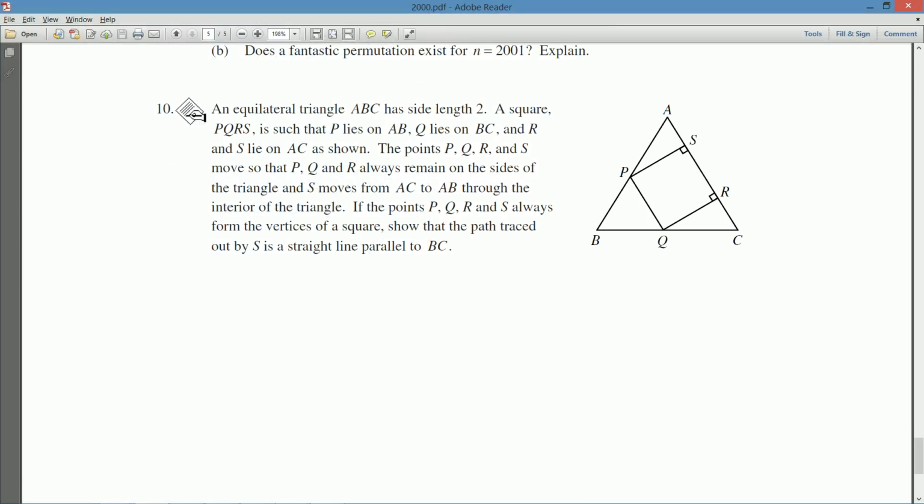So we've gone through the question. We just double check, show it's a straight line parallel to BC. Well, that's exactly what we managed to do. And that's it. We're done the year 2000 Euclid paper. That was question number 10. A very nice little question indeed.